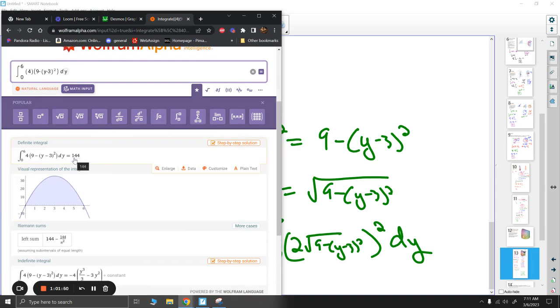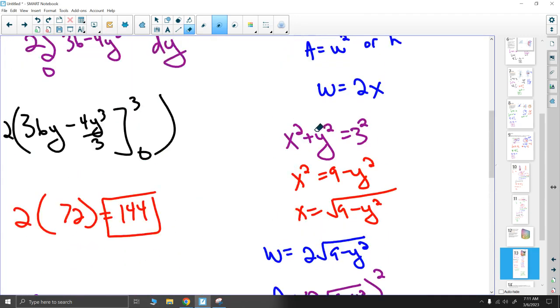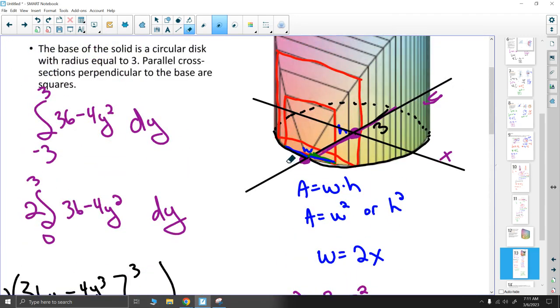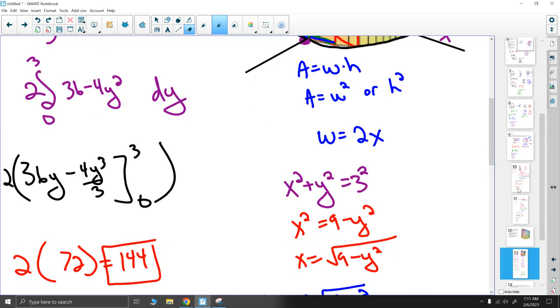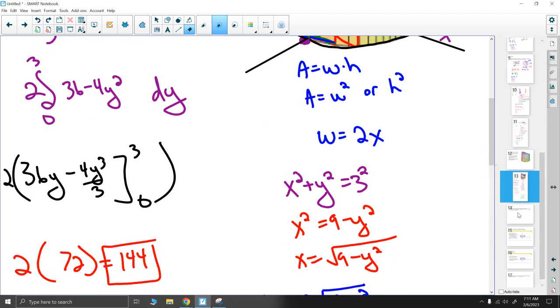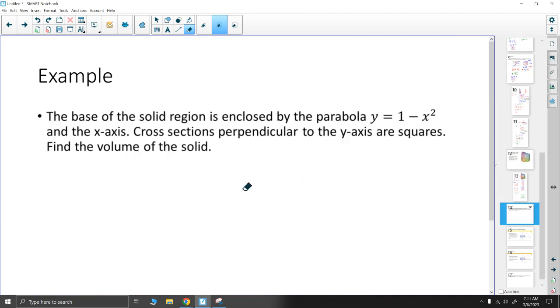144 as well. So again, if we change the bounds of integration to 0 to 6 for this circle, we still end up with the same volume. All right, so that is kind of our cross-sectional thing, okay? Now, let's do another one.